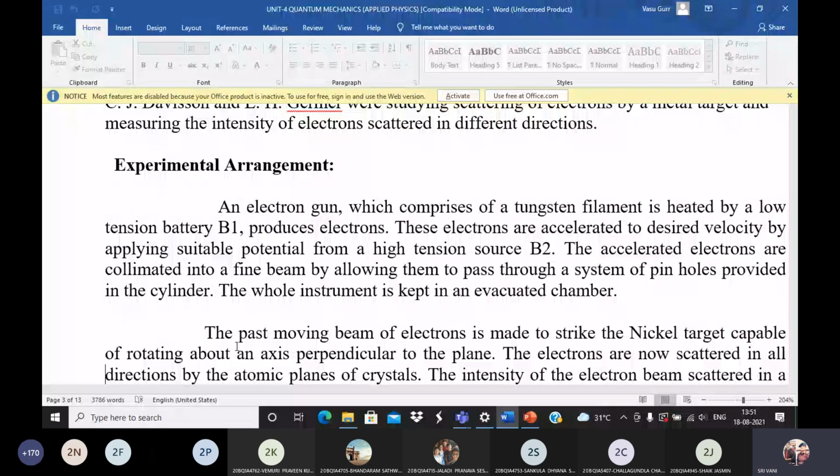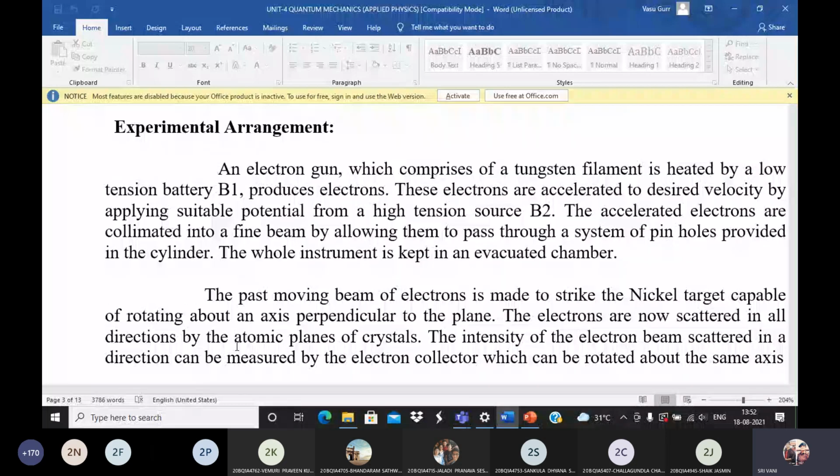For interference, for diffraction and for lasers, you took a light source. Whenever we need energy, we need a source. For light, we need a light source, and for heat, a heat source, and for sound, a sound source. In this regard, presently we are taking electrons. We are not taking light in this matter waves experiment. Presently we are using electrons.